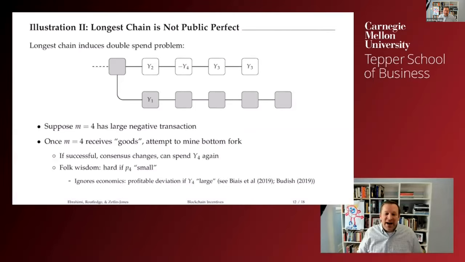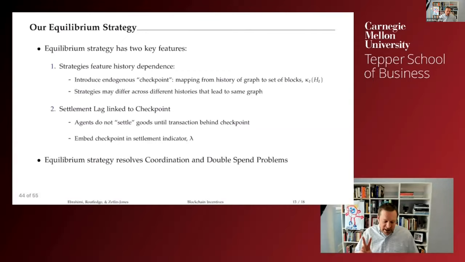We build an equilibrium, and it has two key features that I'll try to emphasize. The first, which is quite different from Bitcoin's proposal, and I'm happy to talk after when there's time about why this is important, I think, but our strategies feature history dependence. Formally, we're going to construct a non-Markovian equilibrium, okay? Strategies can differ across two different histories that give rise to the same state or graph in a given period. We're going to embed that summary statistic of that history dependence as a quote-unquote checkpoint. But this is not dictated by any central party. This is just a feature of the equilibrium. I'm going to construct an equilibrium that depends on some summary statistic of the history. And second is this settlement lag. I'm going to condition when goods are delivered to features of the equilibrium strategy to resolve coordination and double spends.